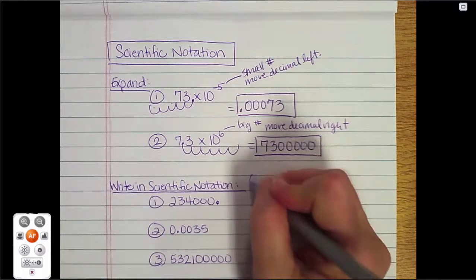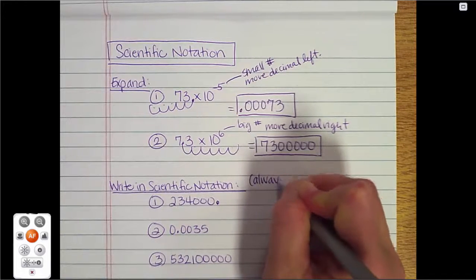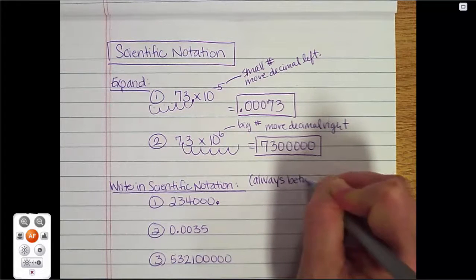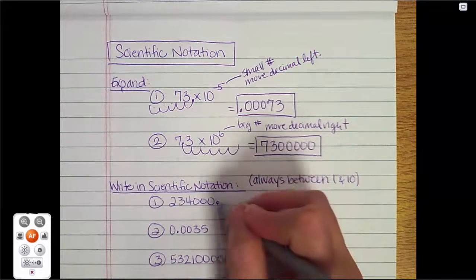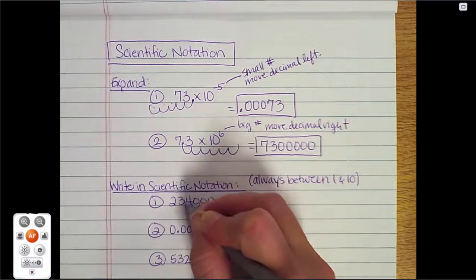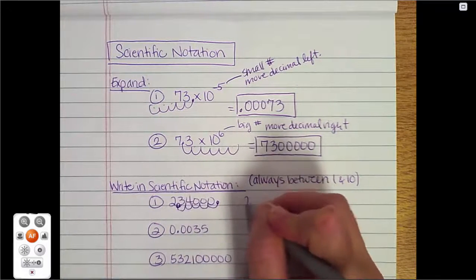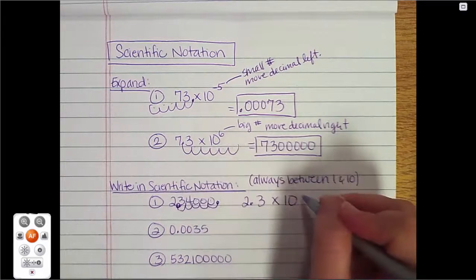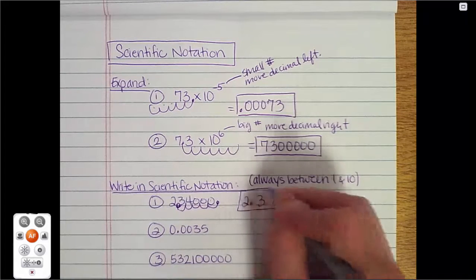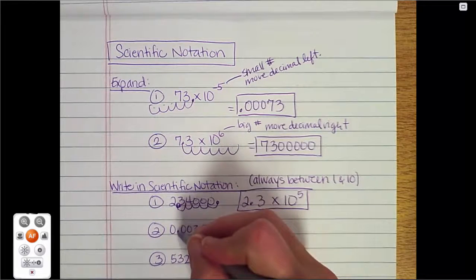Now you have to work backwards as well. So if you're given a number written in standard form, you move your decimal back, so it's a number between 1 and 10. You count how many places back you went, write your new number between 1 and 10, and it's times 10 to the number of places you moved. So 2.34000 is 2.34 times 10 to the fifth.